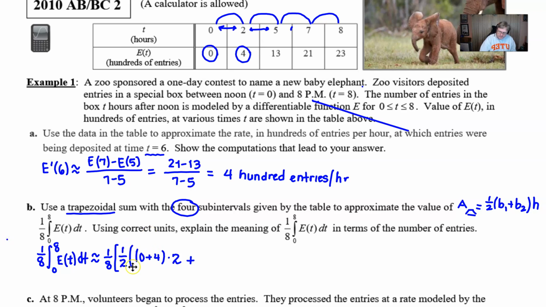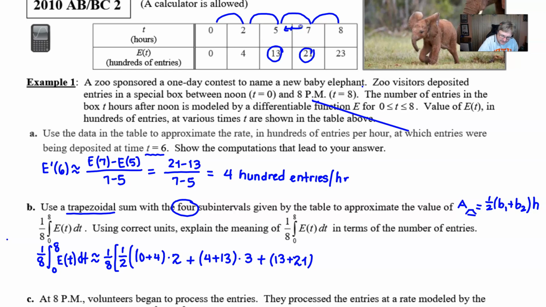If I go to the next trapezoid, it's going to be 4 and 13. That will serve as the two bases. And the height is going to be the distance between 2 and 5, which of course is 3. We continue that same process. We now have 13 and 21 serving as our bases. And the height between 5 and 7 is of course a 2.